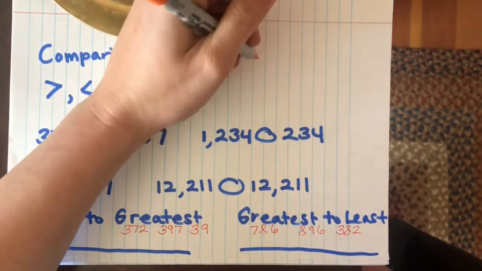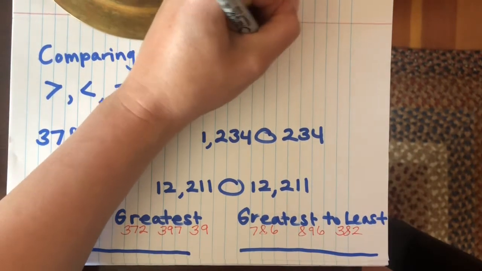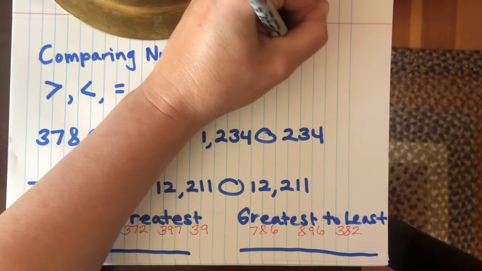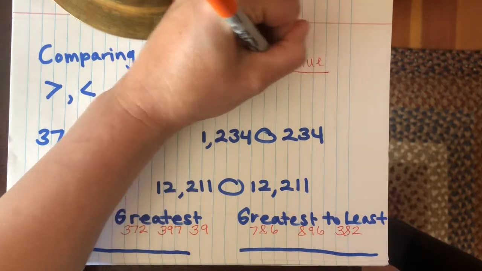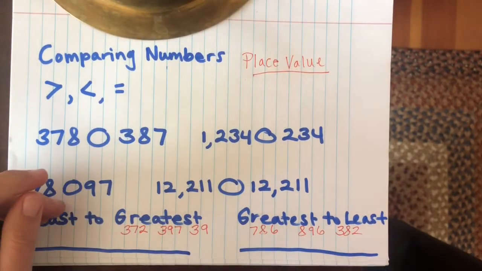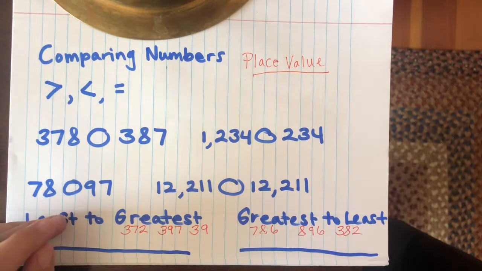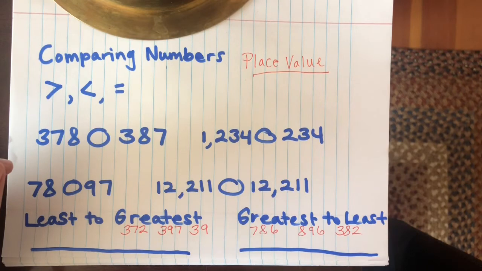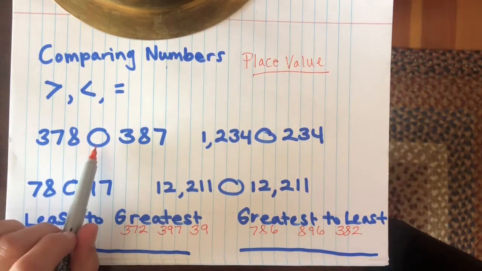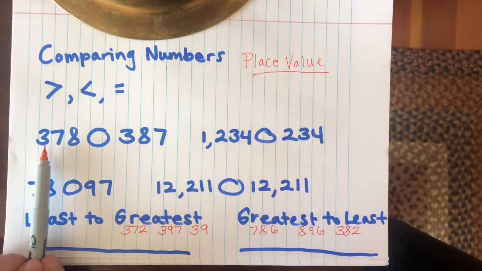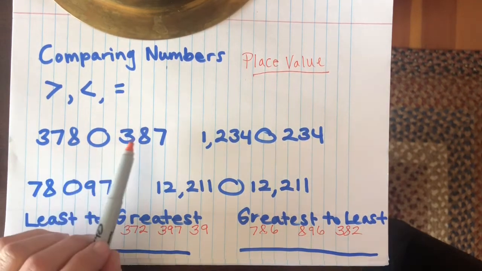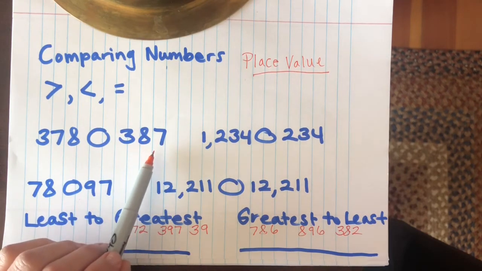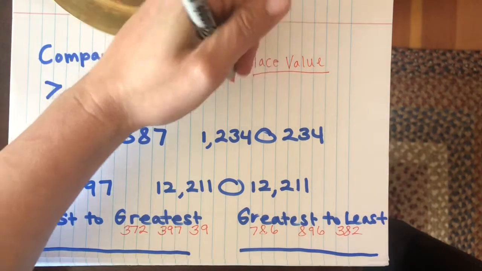What I like to do is go by place value. So remember that when comparing numbers, look at the place value. We did that in class already where we drew the place value blocks and we had to know what place value was what place value. So we're going to look at the first problem here, and it's asking me to compare 378 and 387. So this is what I'm going to do.